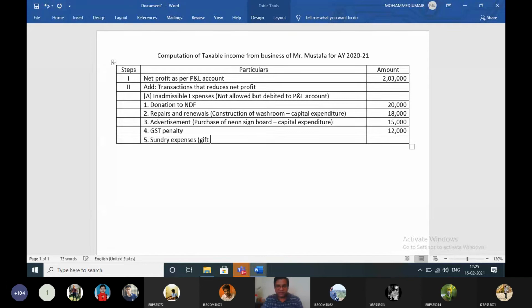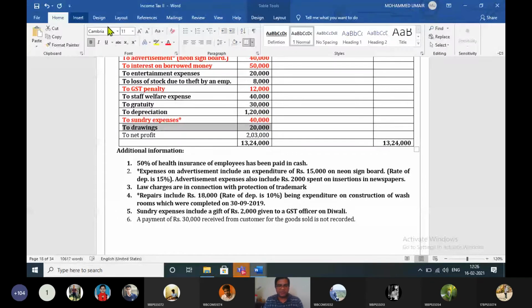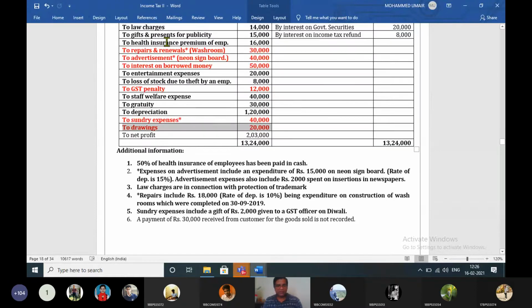So gift to GST officer becomes inadmissible expense 2,000. Next, drawings, and it's quite simple. Drawings is a personal expense 20,000 rupees. So net profit we have already accounted for.